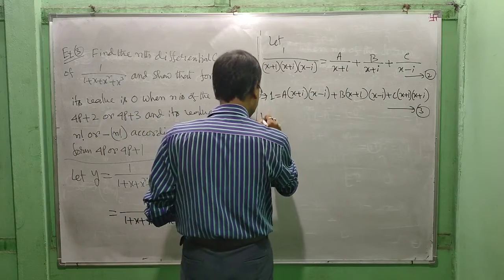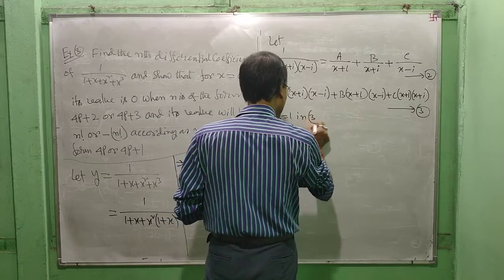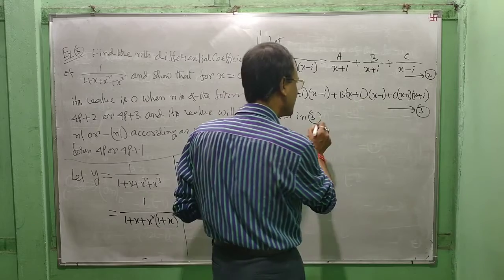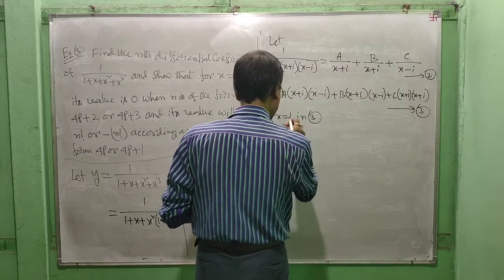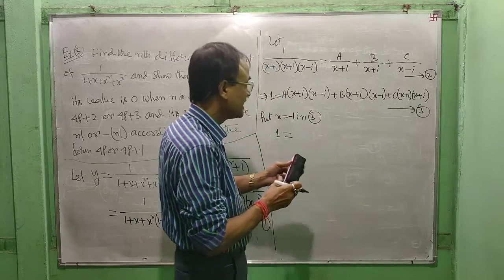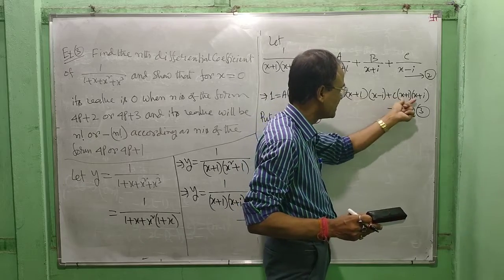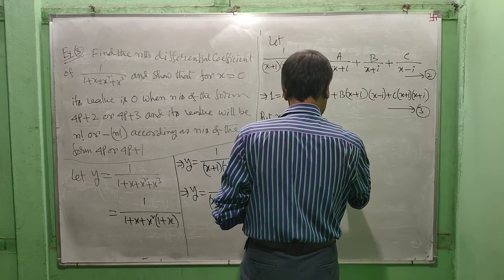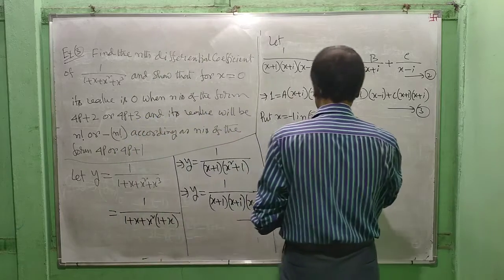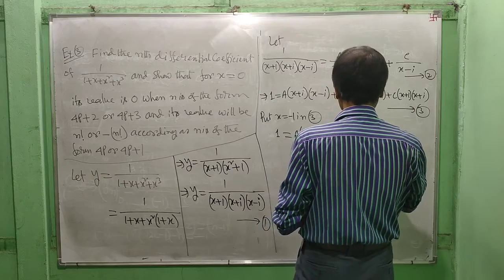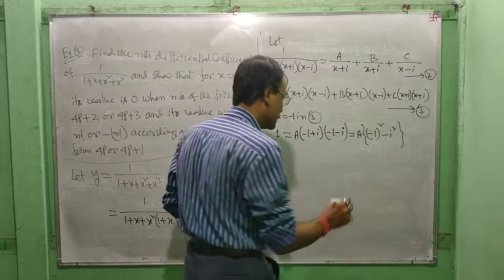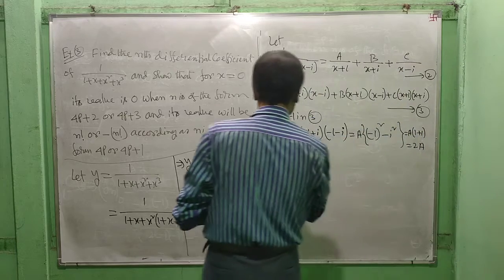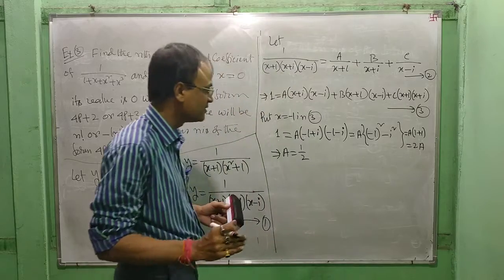Now put x is equal to minus 1 in 3. This term will be equal to 0 and this term will be equal to 0. Then you will get 1 is equal to a into (minus 1 plus i)(minus 1 minus i). This is equal to a into ((minus 1) whole square minus i square). You will get a into (1 plus 1), which is equal to twice a. From this you will get a equal to 1 by 2.